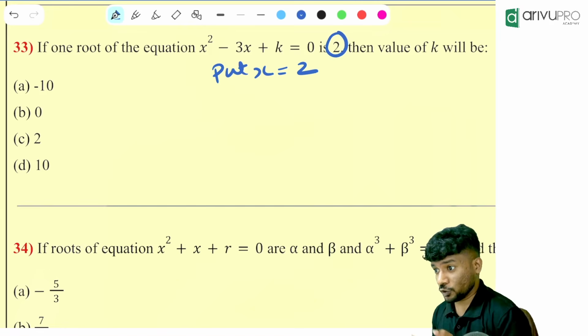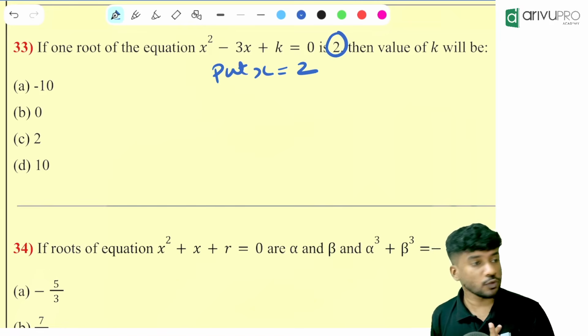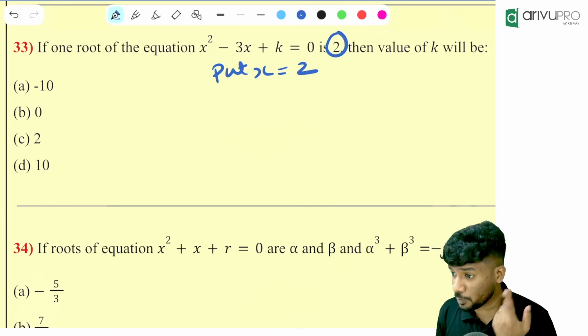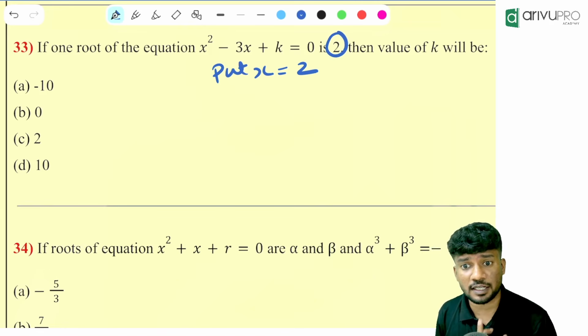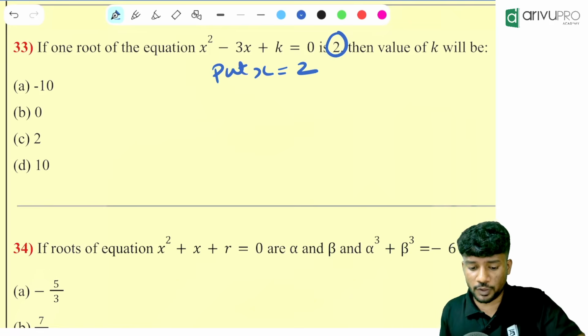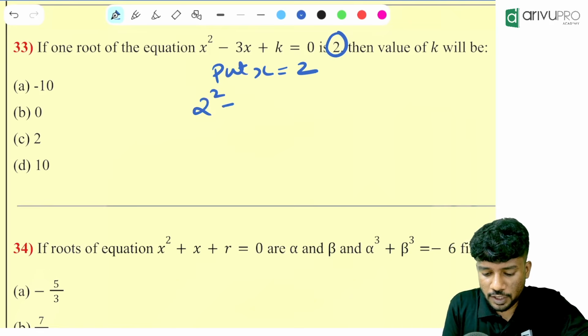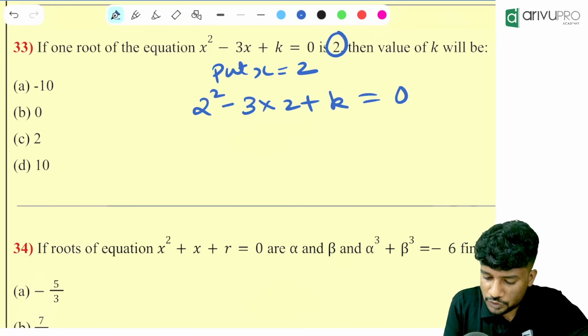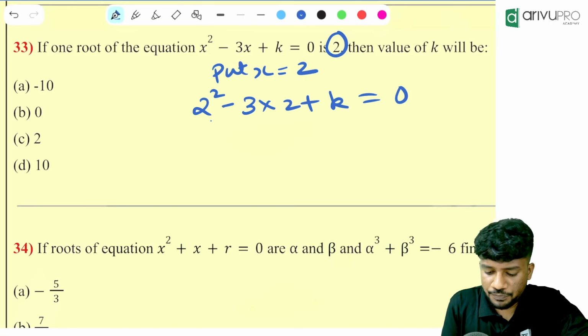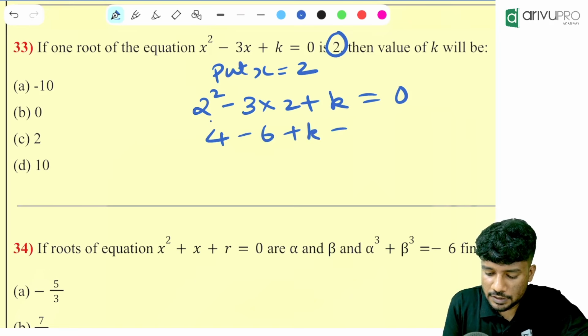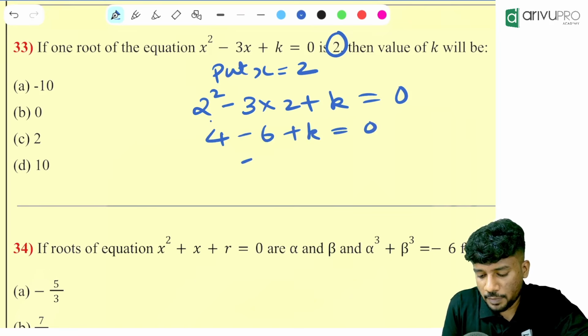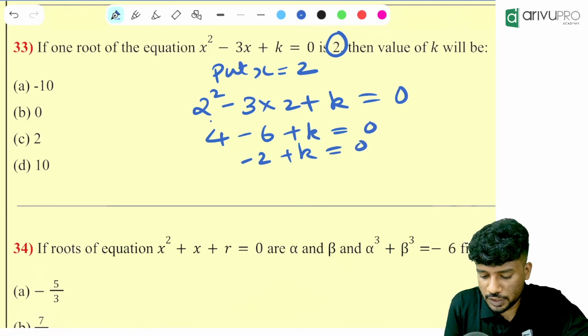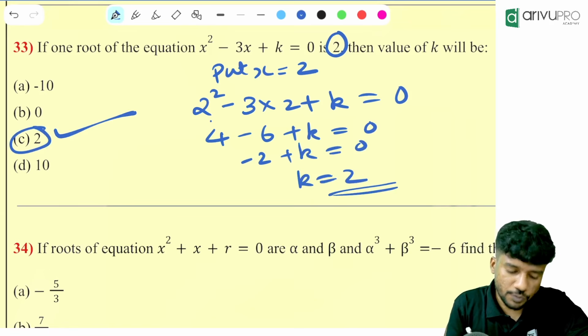Since one of the roots is 2, we can say that 2 will satisfy the equation. If I put that 2 over here, we will get the k value. That will become 2 square minus 3 into 2 plus k is equal to 0. 2 square is 4. 4 minus 6 plus k is equal to 0. That means minus 2 plus k is equal to 0. K is equal to 2.